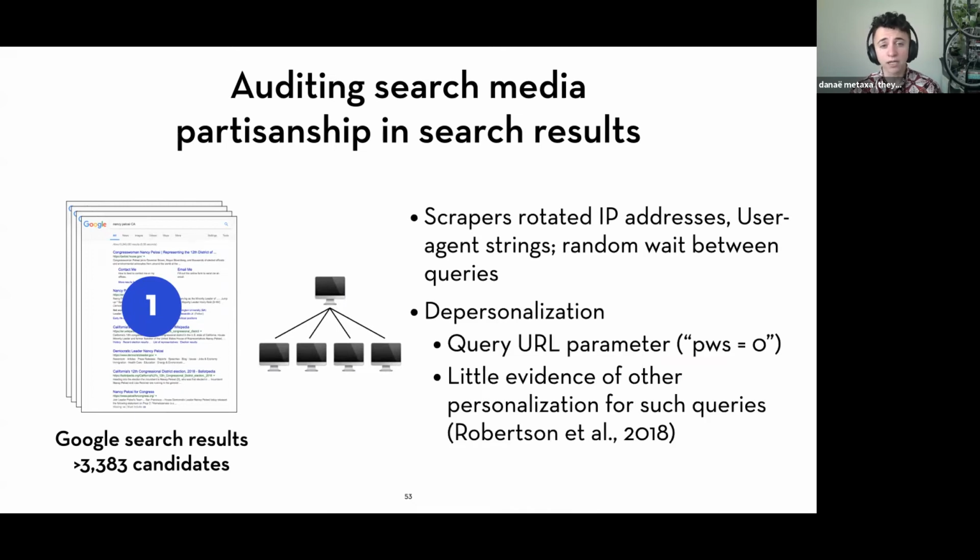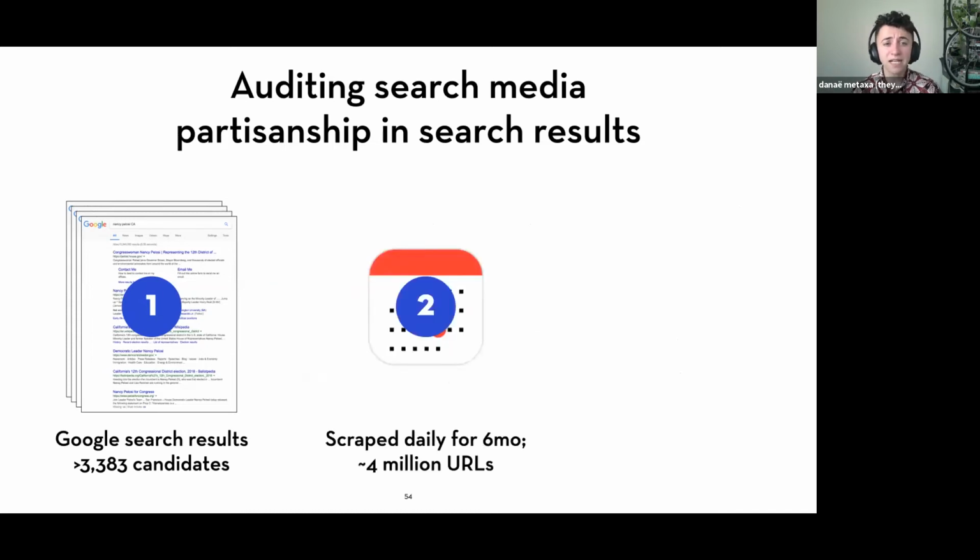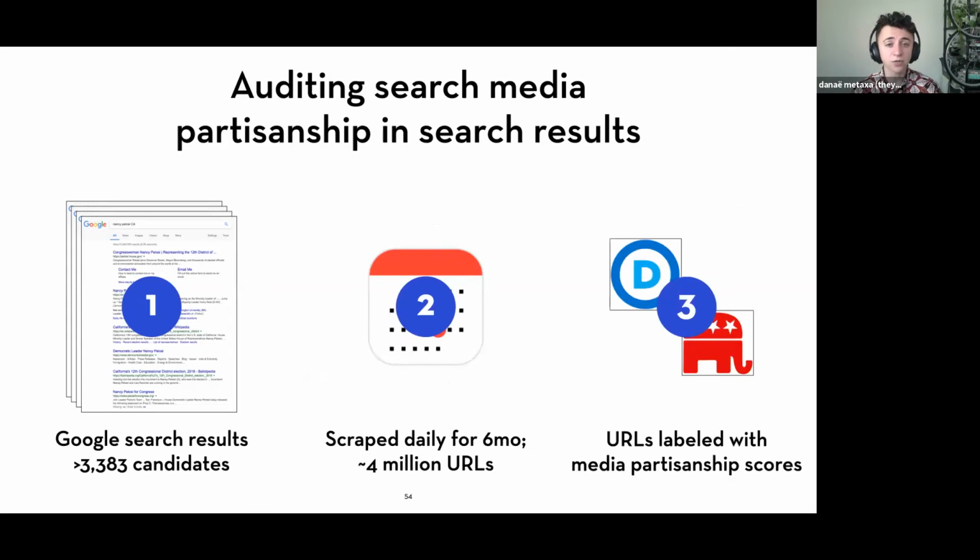And finally, each query included a depersonalization parameter, as if we were querying in incognito mode to prevent personalization by the history of queries. I wasn't too concerned about other kinds of personalization because prior work had shown that generic political queries like these are actually not heavily personalized. So I then repeated that data collection every day for 6 months leading up to the election for a total of over 4 million URLs. And finally, I used an established metric to label each of these URLs with a partisanship score. So that's a measure from very liberal to very conservative, describing the ratio of liberals to conservatives who normally engage with that website.